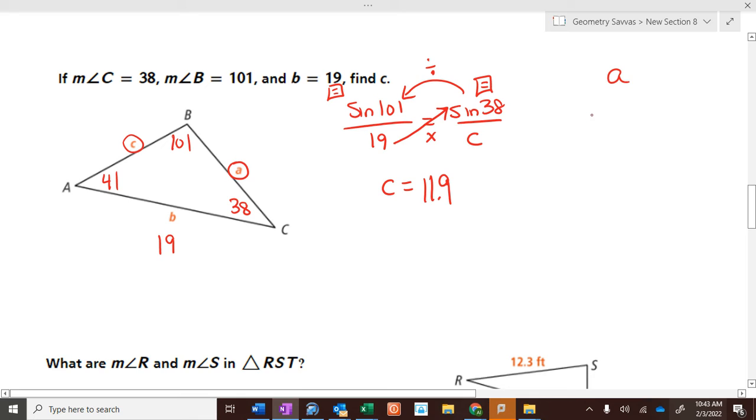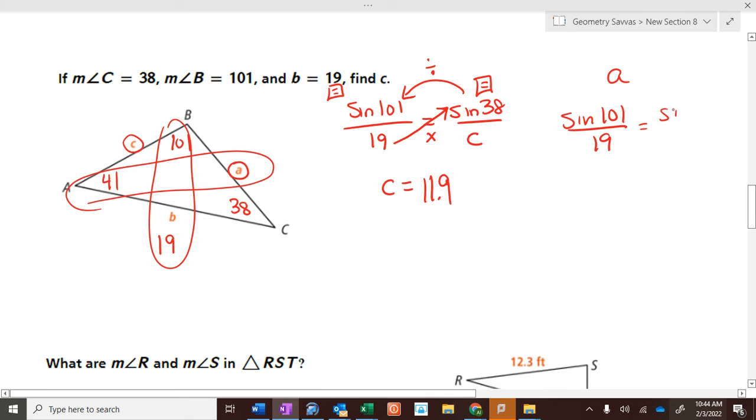So to figure out A, we go with what we know. We don't use this 11.9 because that's a rounded answer. We go with what we're given. The sine of 101 over 19, opposites. And then if we want to find A, we do opposites: sine of 41 over A. So take this times this, press equals, divided by this, press equals, and what do you get? 12.7.